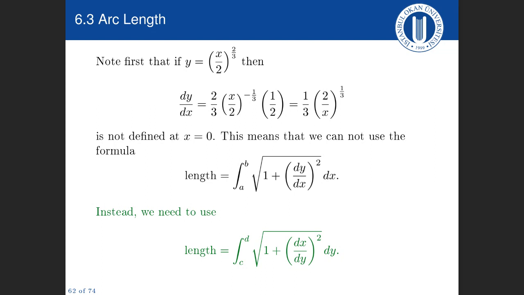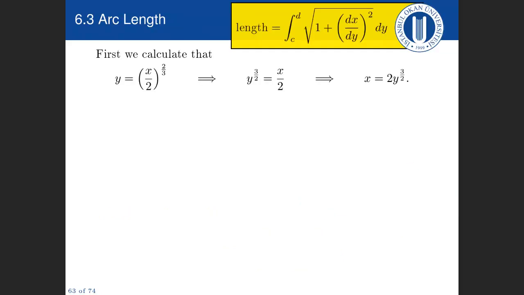Okay, so let me repeat ourselves. We can only use these formulae if our derivative is continuous. We can't use the first one because dy dx is not continuous. So instead, we have to use the second formula. So I've put this in the yellow box. This is the formula we're going to use.